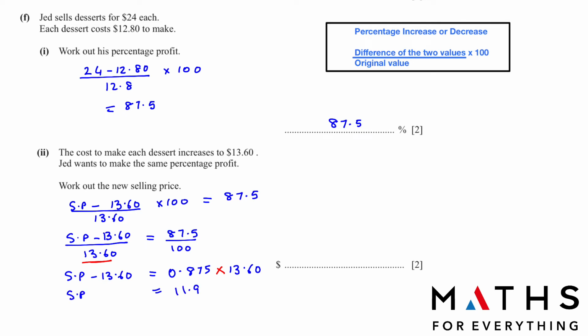The negative 13.60, we will shift it to the other side, we'll get plus. Put this in the calculator and you will get 25.5. So the answer is 25.50 is our new selling price.